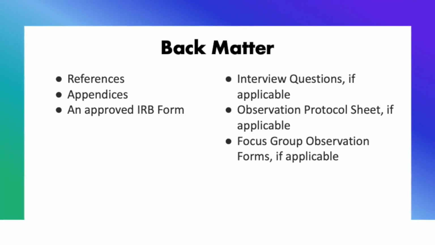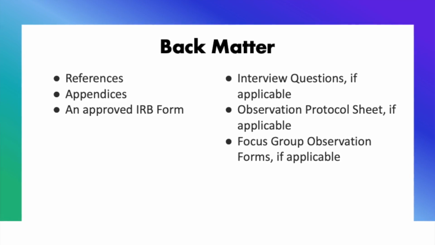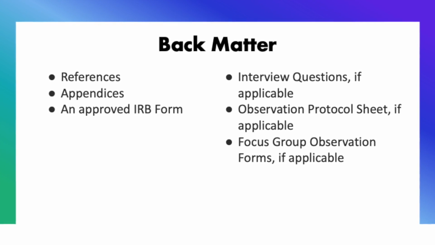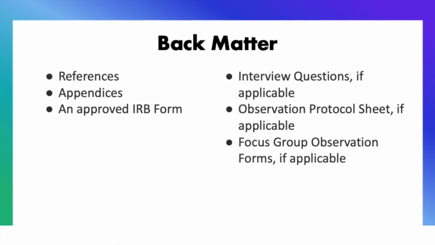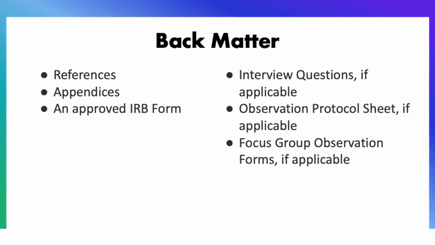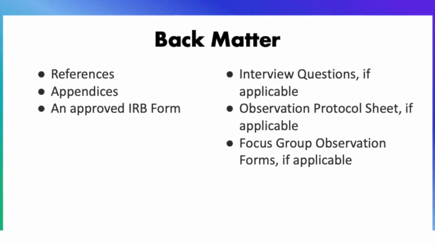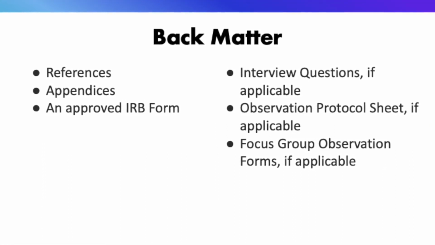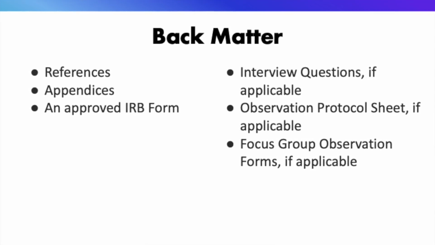You'll also include appendices, a copy of your approved IRB form. Any kind of research materials that you use, like interview questions, those should be included, observation protocol sheets, focus group observations, just everything that you need in order for people to see what you did in your study, just in case they would like to replicate it. Okay, and that is it for the chapters of your dissertation, from front matter to back matter.